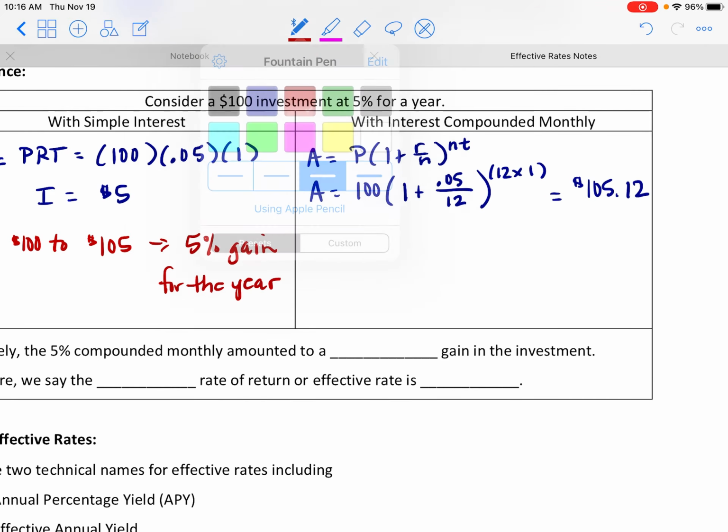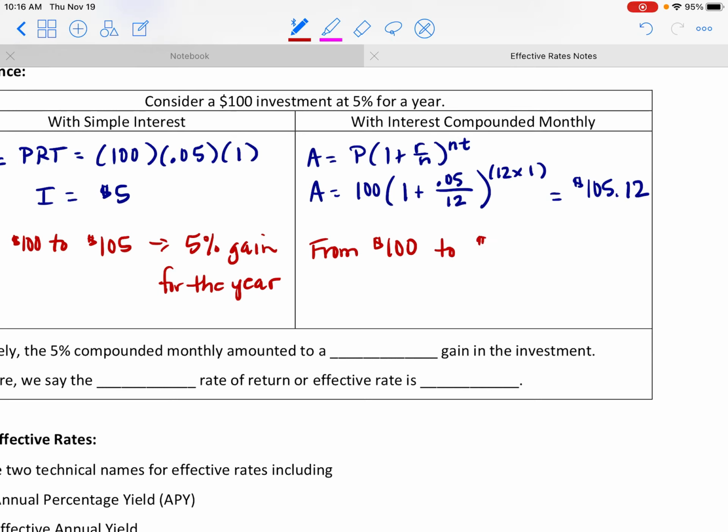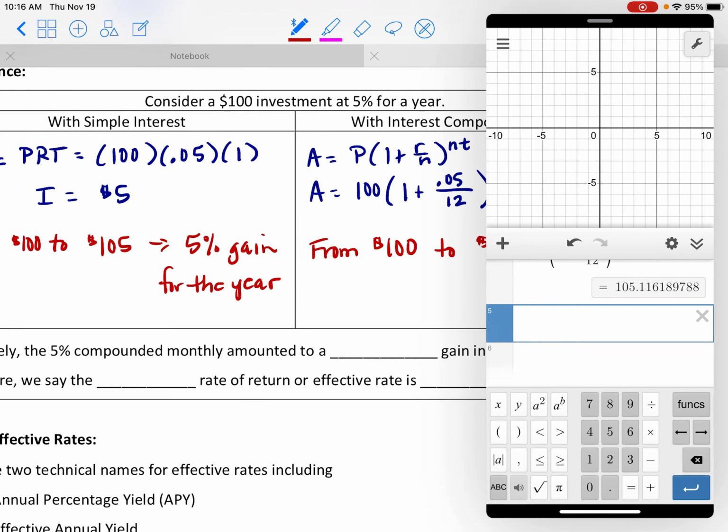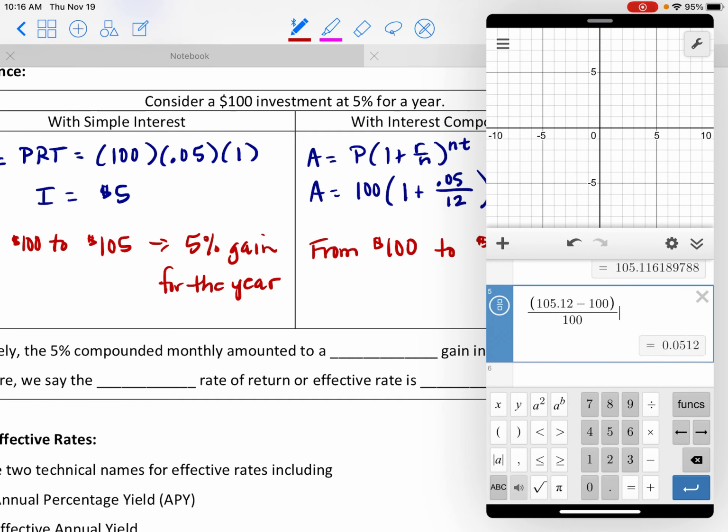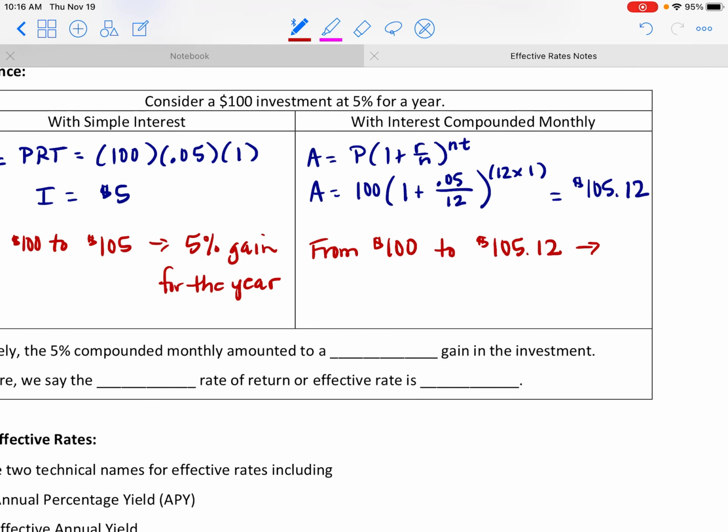105.12. Okay, so that means in this case we're going from our $100 investment to $105.12. Well, what percent gain is that? Again, you can see it, but let me just reinforce. We ended at 105.12, started at 100, and if we divide by 100 and then multiply, we see that is a 5.12% gain for the year.